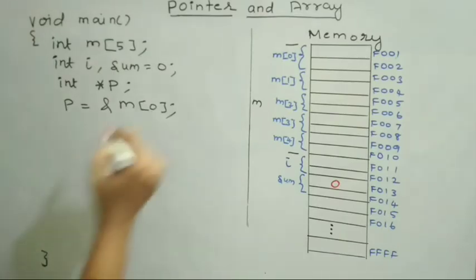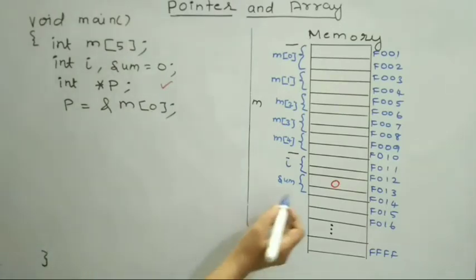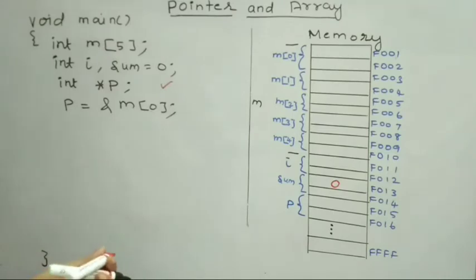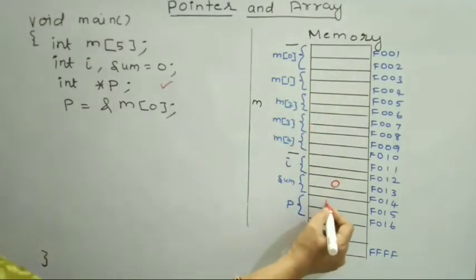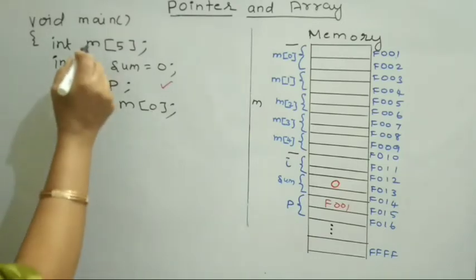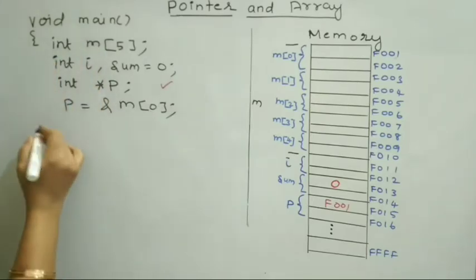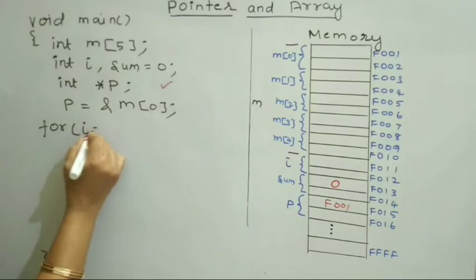When the compiler compiles this statement, two memory addresses will be allocated for p. In the memory addresses allocated for p, the base address is stored. What is the base address? F001 is stored here. Now inside this program, I need to get the value of each individual element of this array and perform a summation of the individual elements. For this, I am going to use a for loop: for i equal to 0.